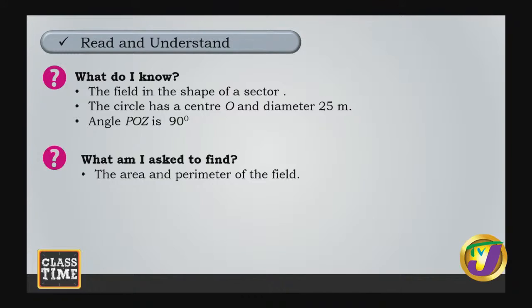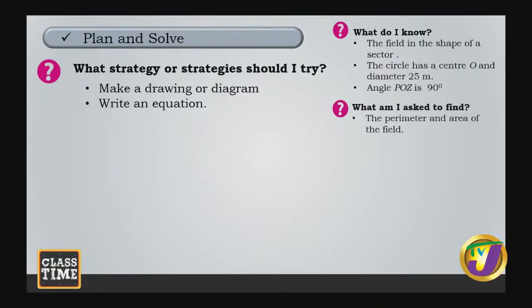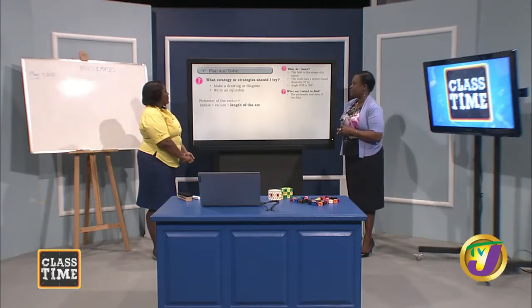Now, if I would have thought about all this information, I know what a sector looks like. What strategy am I going to be using? Because I know what a sector could look like, the strategy is that I'm going to draw a diagram and write an equation, and make the diagram to make the information clearer for me. So you're summarizing the question.